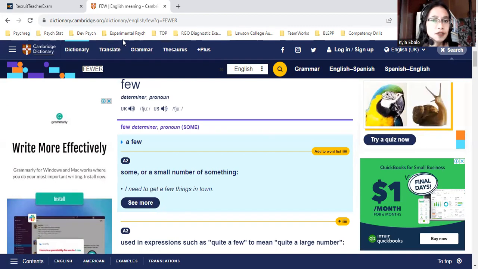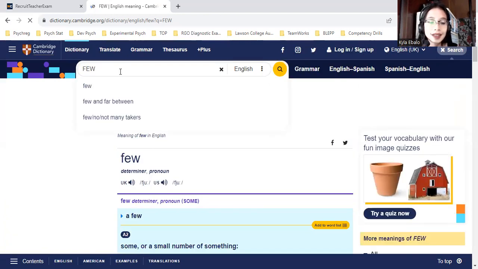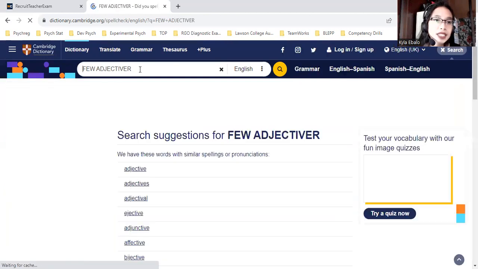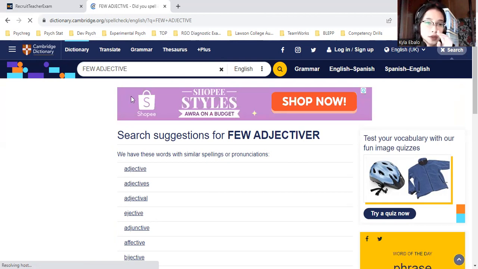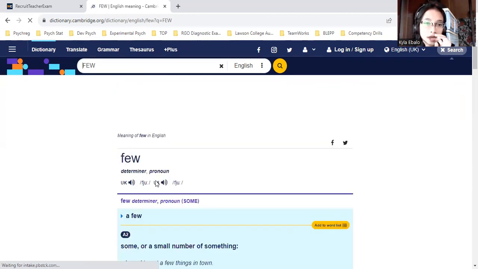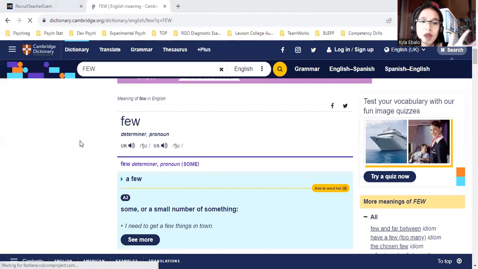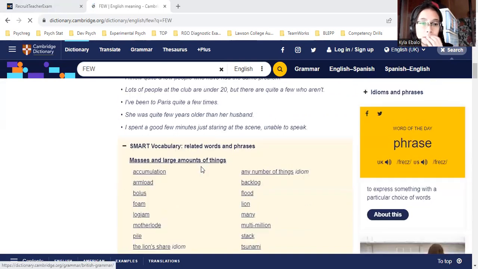Let's see if the word few can be considered as an adjective. All right. Adjective. Few. So it is considered as a determiner or a pronoun. Some, a small number of something. Used in expressions such as quite a few, quite a large number, right?